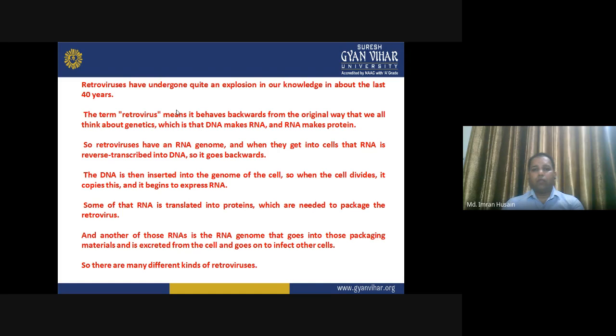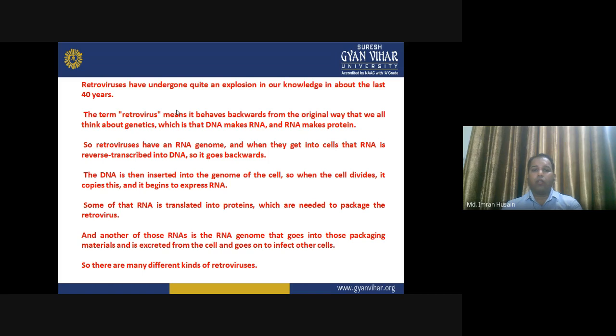Retroviruses have undergone an explosion in our knowledge in about the last 40 years. The term retrovirus means it behaves backwards from the original way that we think about genetics, which is that DNA makes RNA and RNA makes protein. But here, the RNA makes DNA and that makes protein.